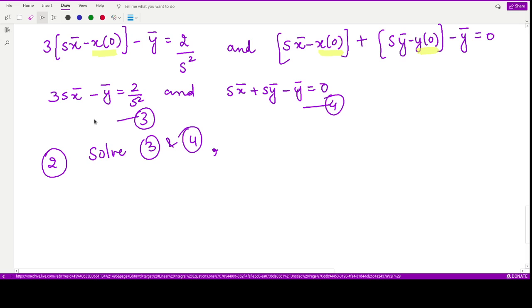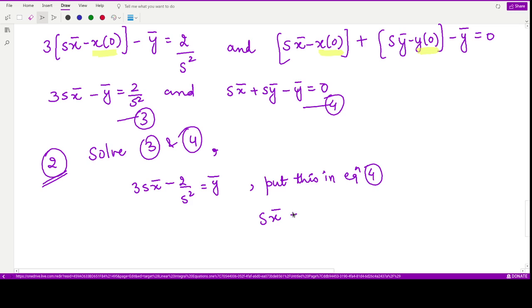So what we can do, we can calculate from 3 the value of y bar. So it would be 3s x bar minus 2 by s square is equal to y bar, and we can put this value in equation number 4. So we will have s x bar plus (s minus 1) into y bar, and the value of y bar is (3s x bar minus 2) upon s square. This is equal to 0.